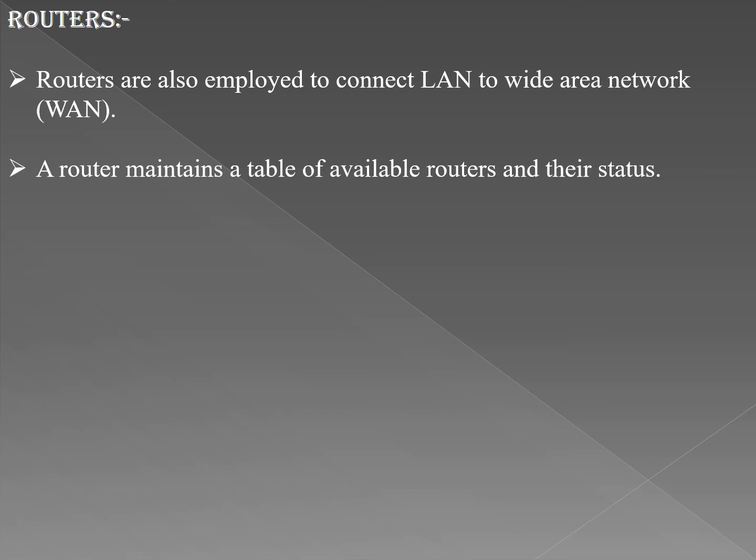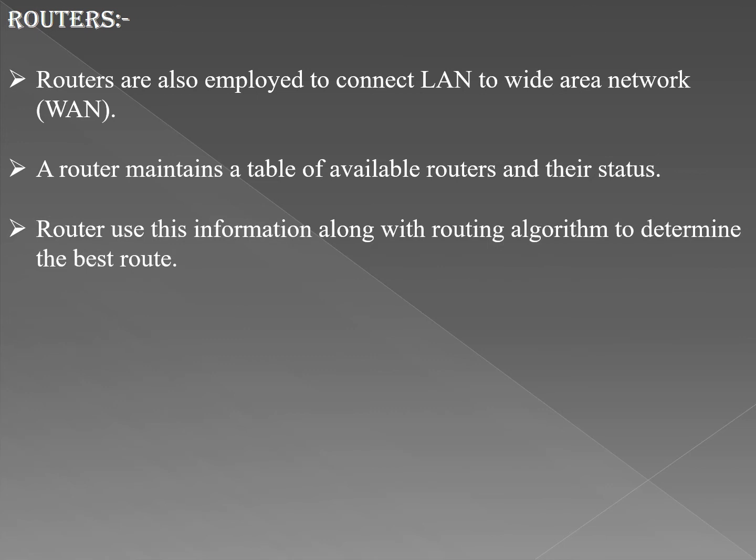A router maintains a table of available routers and their status. So a table is maintained in a network to count the number of routers and the address of each router, so that with the table we will know which router is working, which router is at rest, and how the data has been routed, that is the status. The router uses this information along with the routing algorithm to determine the best route. As I said, they are very intelligent, very smart; they determine their own way and route the data properly to the destination.